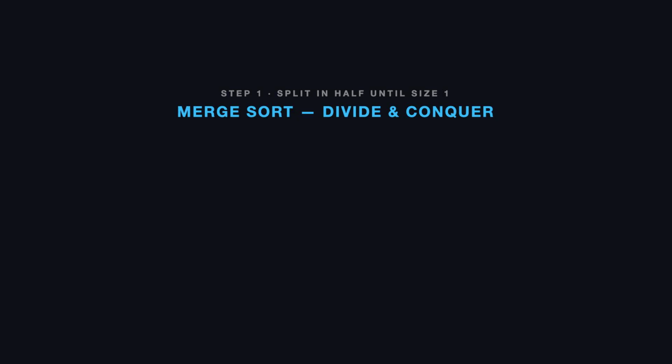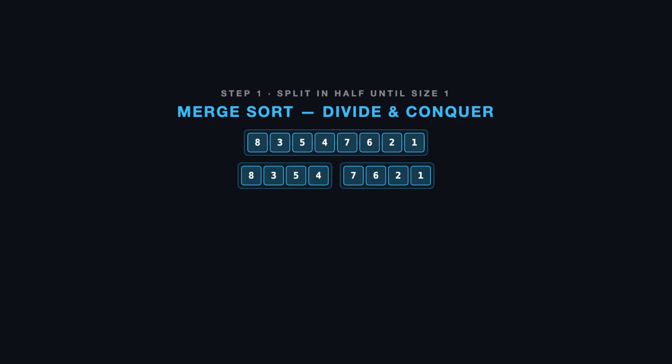Here is the better idea, and it has a name: divide and conquer. First up, merge sort. The trick is almost cheeky. Instead of sorting the whole list, split it in half. Then split each half in half. Keep splitting until every piece is a single item, and a single item is already sorted, trivially.